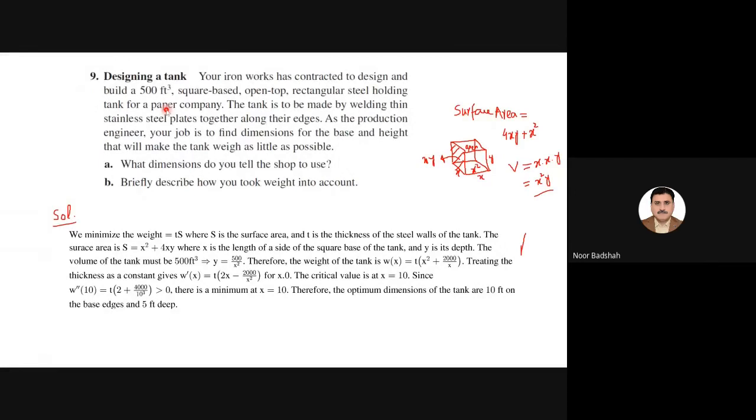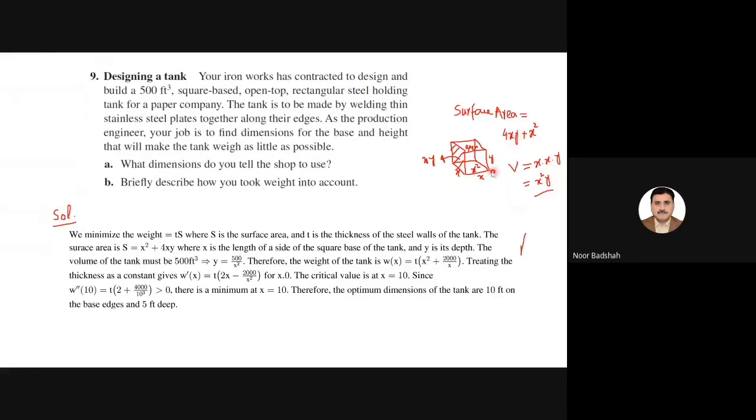Okay, so what do we do? We need to minimize this weight function T into S, where S is the surface area and T is the thickness of the steel wall in this case. Now, surface area is what you see in the diagram. This part is open. Base is x and x because the base is square, and the height, let's suppose we take it y. So the area of the base is x square, and the area of each wall will be x into y. There are four walls, and we are not taking the top because it is open. So the surface area will be four times xy plus the base, which is x square.